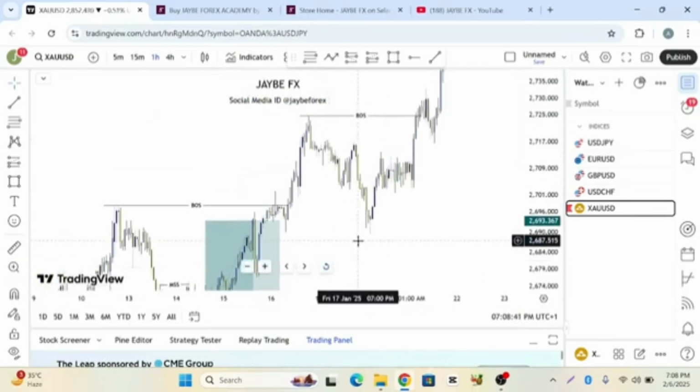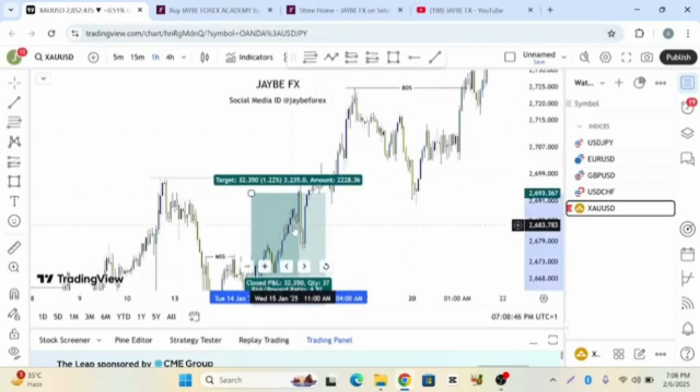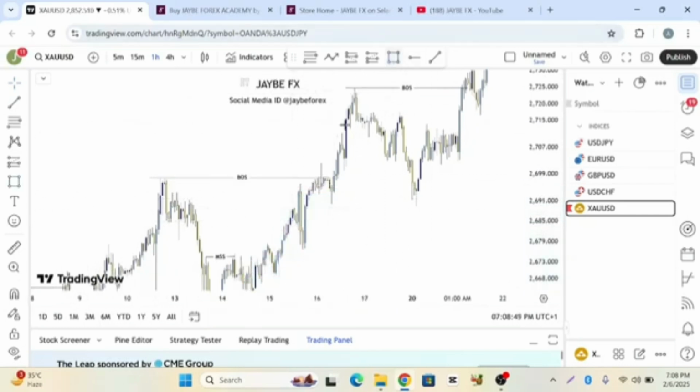I believe I deleted all the analysis. I've been taking trades on gold. After that, what did you notice? They were having two zones here. I don't think I took this trade.